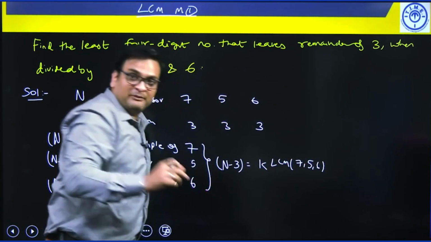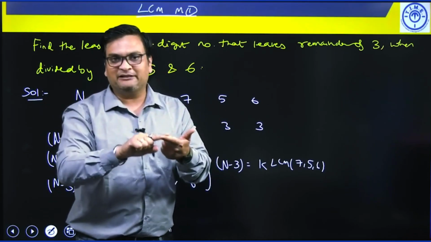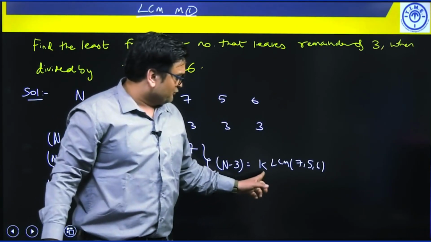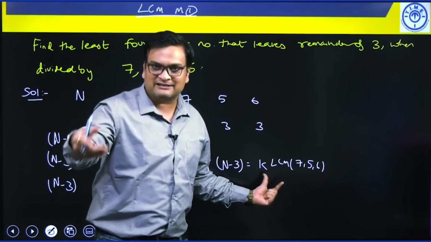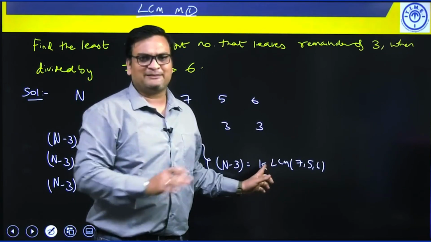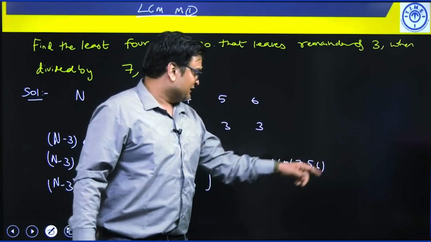into k, because please note, I do not want the least common multiple. Had I wanted the least common multiple, I would put k as 1, but I want just a common multiple, so I can put k as 2 also, k as 10 also, k as some other value also. Thus I put k there. So, k into LCM of these.